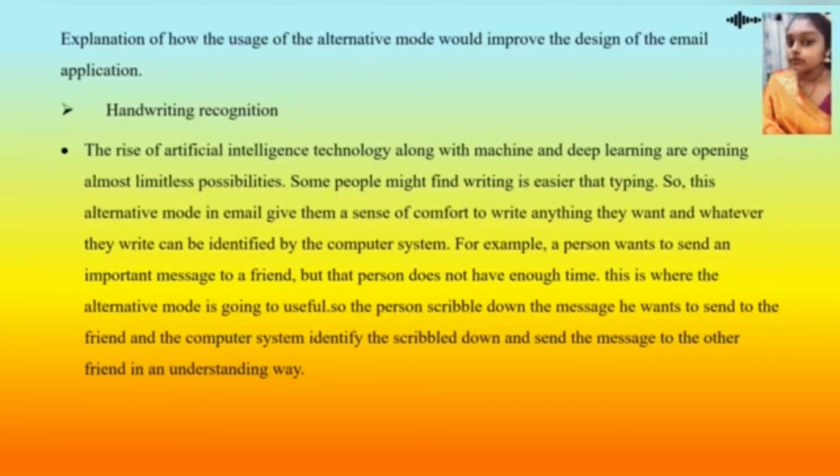For example, a person wants to send an important message to a friend, but the person does not have enough time. This is where the alternative mode is going to be useful. So the person scribbles down the message he wants to send to the friend, and the computer system identifies the scribble and sends the message to the friend in an understandable way. Easy, right?